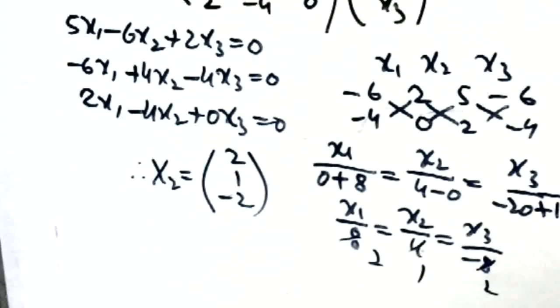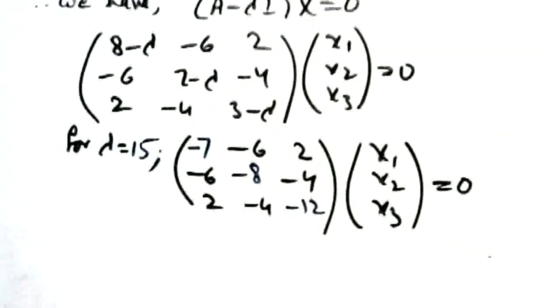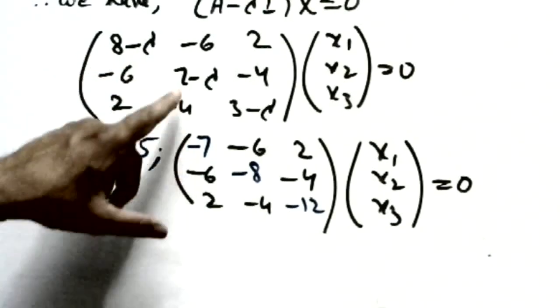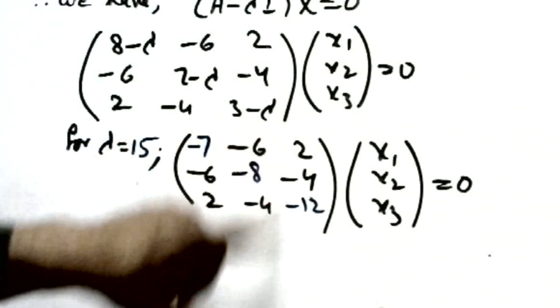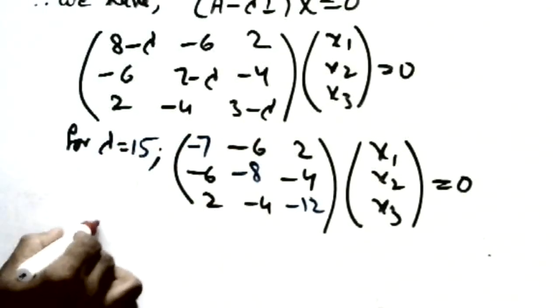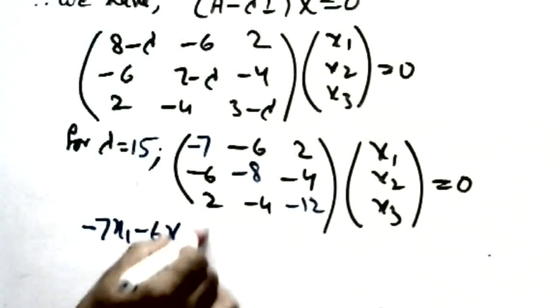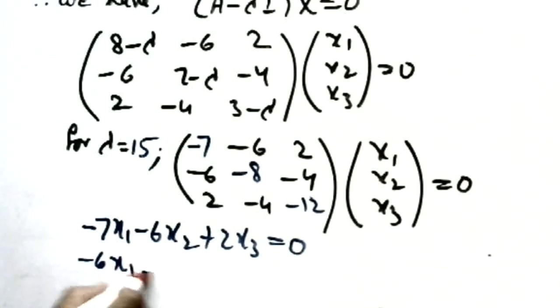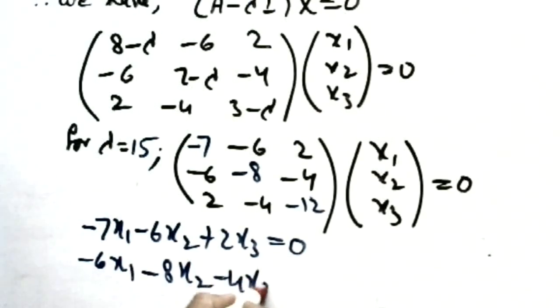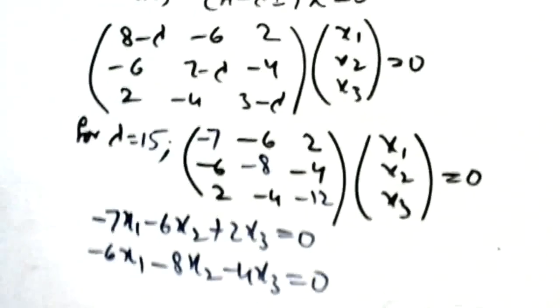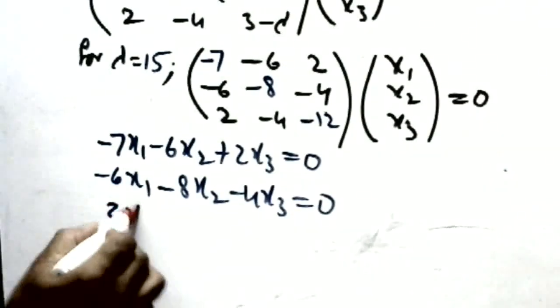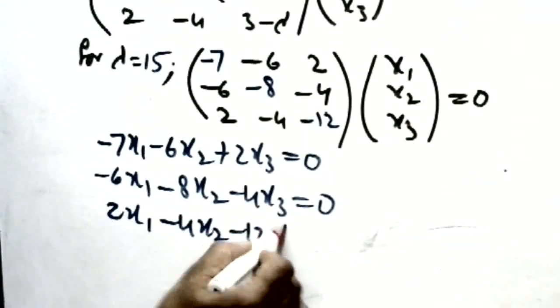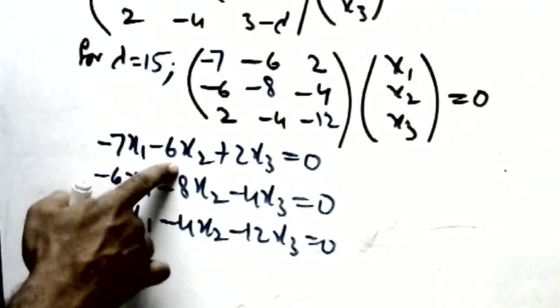Now the last one is lambda equals to 15. See here, if we put lambda equals to 15, 8 minus 15 will be minus 7, 7 minus 15 is minus 8, 3 minus 15 is minus 12. Now let me make the equations: minus 7x1 minus 6x2 plus 2x3 equals to 0. Next one is minus 6x1 minus 8x2 minus 4x3 equals to 0. And lastly, 2x1 minus 4x2 minus 12x3 equals to 0.